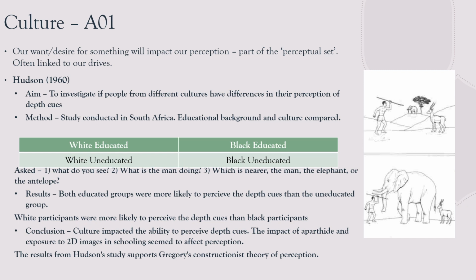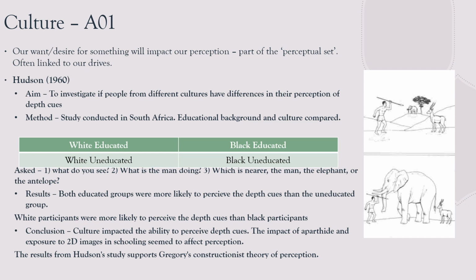And so what could Hudson conclude from this? Hudson concluded that culture did indeed have an impact on our ability to perceive depth cues. So the environment that you've been in will have an impact on that. If you think about that, and you've already looked at Gregory's constructivist theory of perception, you'll see that this supports that. So Gregory said that actually our perception comes from our environment and we learn to perceive, and so this Hudson study would support that view.